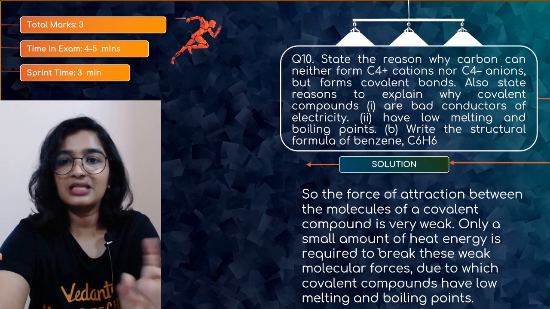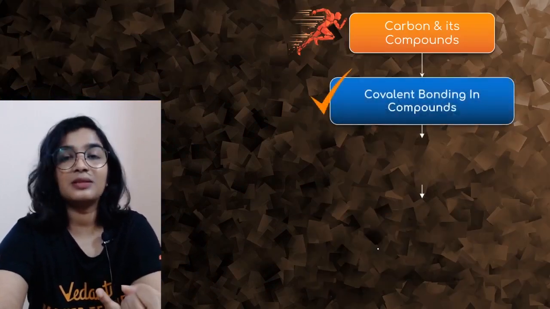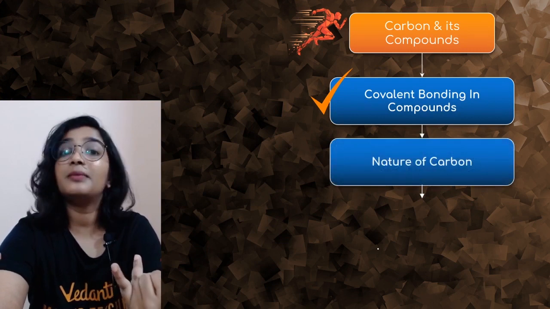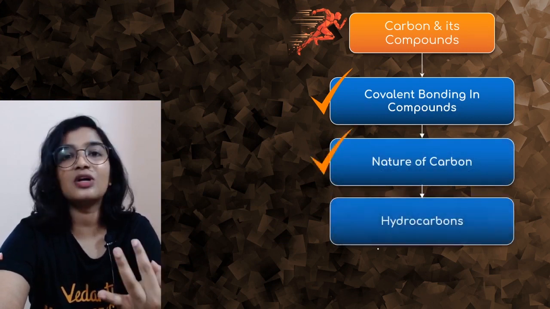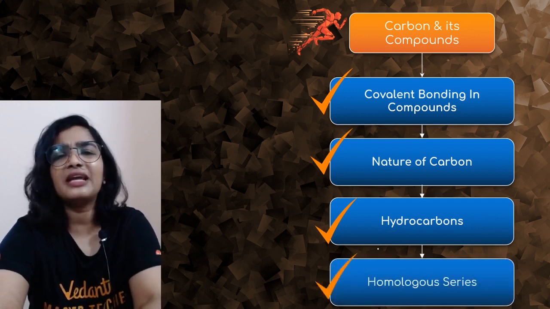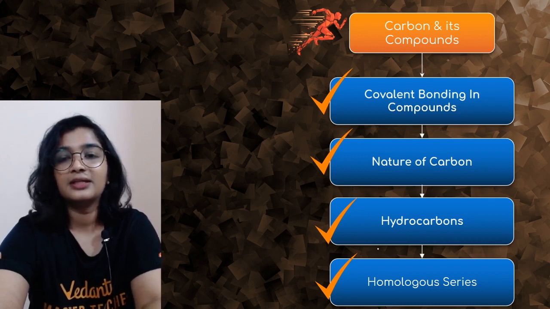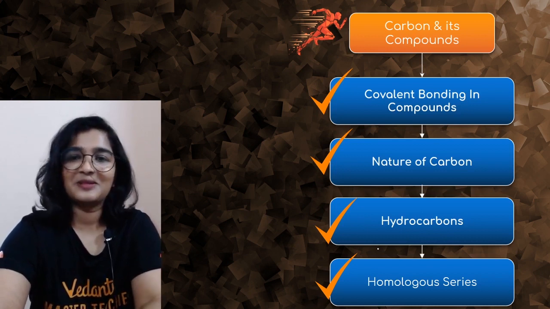The structure of benzene, I have already shown you. So this is what we discussed: covalent compounds and bonding, done. Nature of carbon, done. Hydrocarbons, done. And the homologous series. Homologous series is very, very important, so please pay some extra attention to that topic. And we are good to go, people.